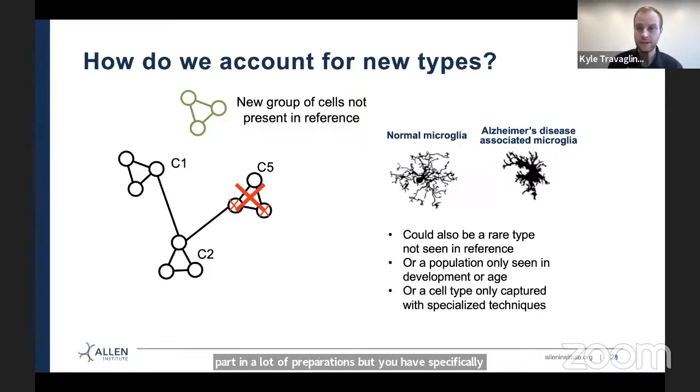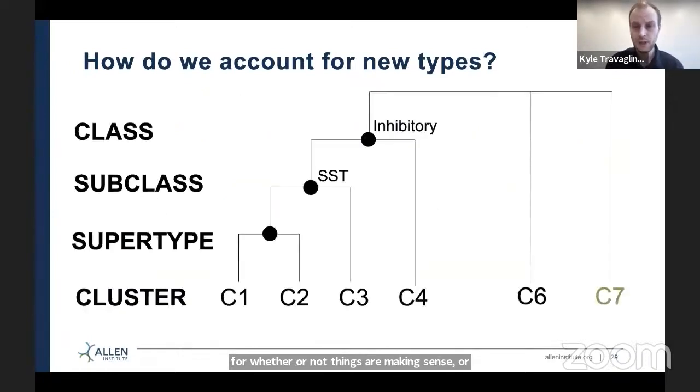And so those are just things to look out for as you're mapping: to not take those mapping results at face value, to really consider the probabilities if you're using a probabilistic model like we have in Map My Cells, and to use your biological intuition for whether or not things are making sense, or if potentially you have a population that's not in the reference. If we do have a population that's not in the reference, what we typically do is we just add it to our taxonomy.